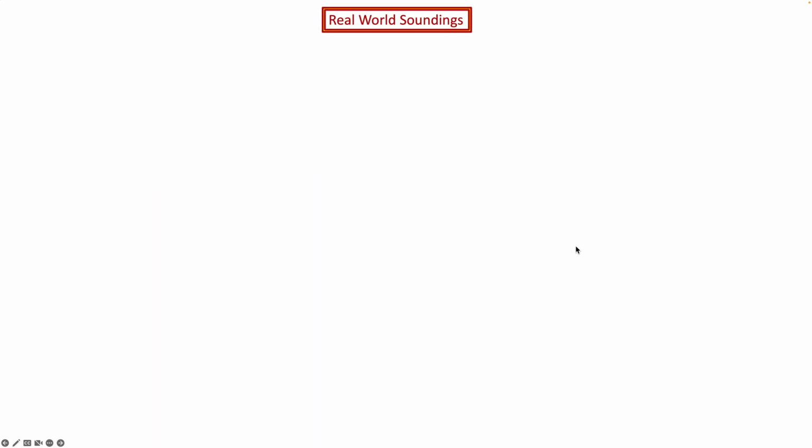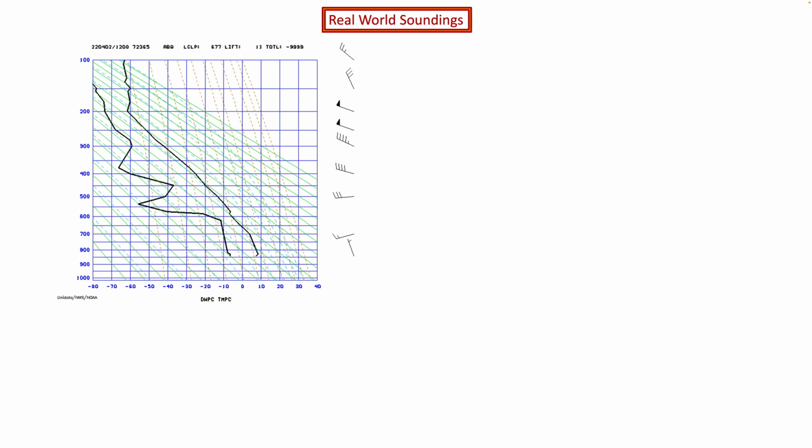So let's take a look at some real-world soundings, just so you can get an idea of what they look like. These are Stuve diagrams. Now, you may have seen these in Geography 1250 or 1260, but what Stuve diagrams basically show is temperature along the x-axis and pressure decreasing along the y-axis. And then we have these other dashed curved lines and diagonal lines, and I'm not going to talk a whole lot about them right here.